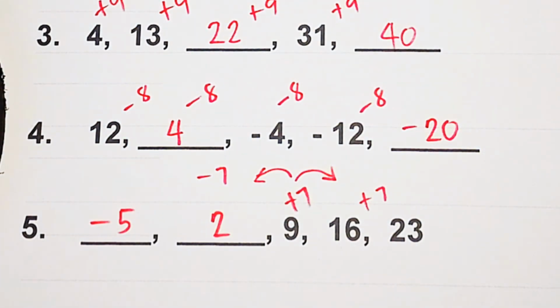Then you can recheck if you want. So going to the right, it's plus 7. Negative 5 plus 7 is positive 2. Plus 7, 9, and so on.